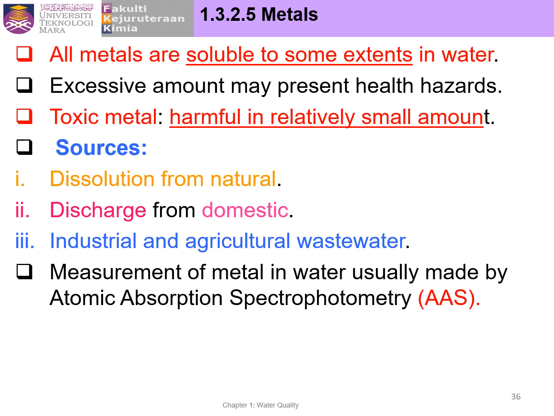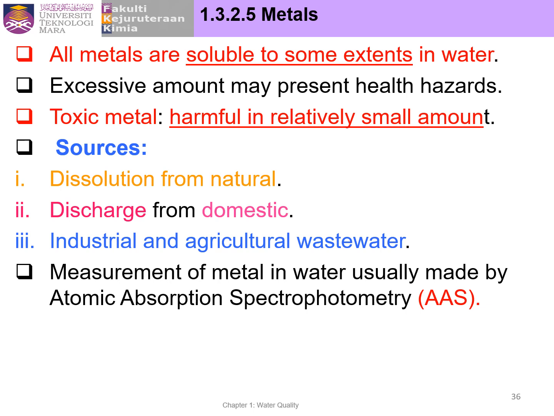Okay, for the metal, I think this is the last part for the part 1 video. So the metal, all metals are soluble to some extent only, okay, in water. So the toxic metal, okay, it can be very harmful even in small quantities. Toxic means that even if you have a very small amount, it can be very harmful to the human. Okay, what are the sources of the metal? It can come from the dissolution from natural sources, discharge from industry or domestic, and also from agricultural wastewater.